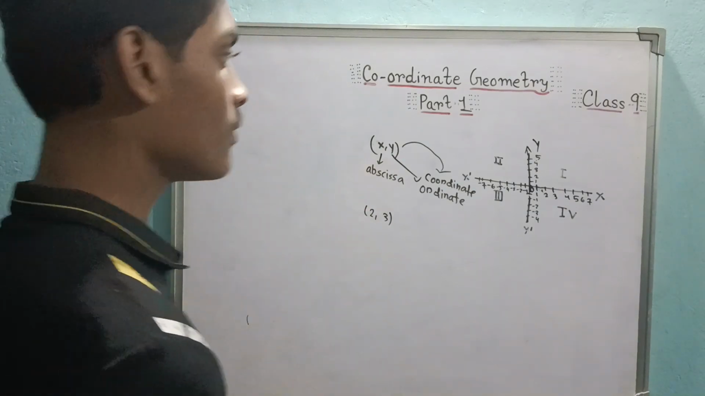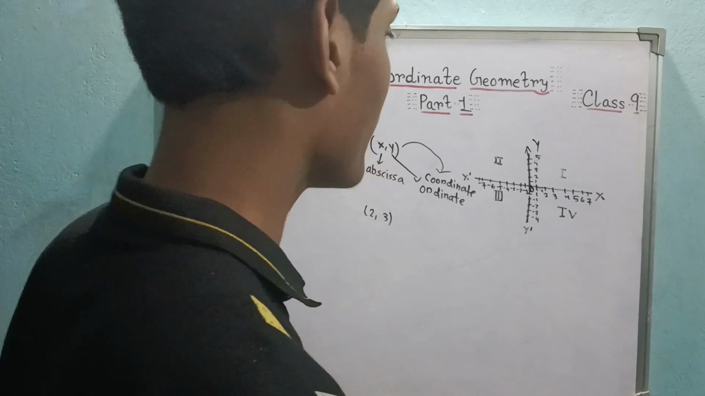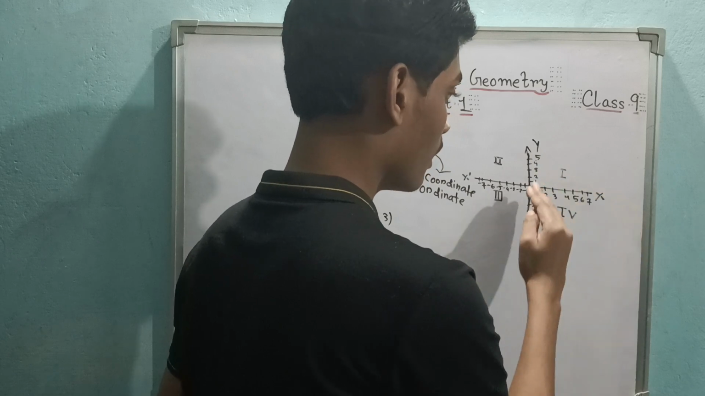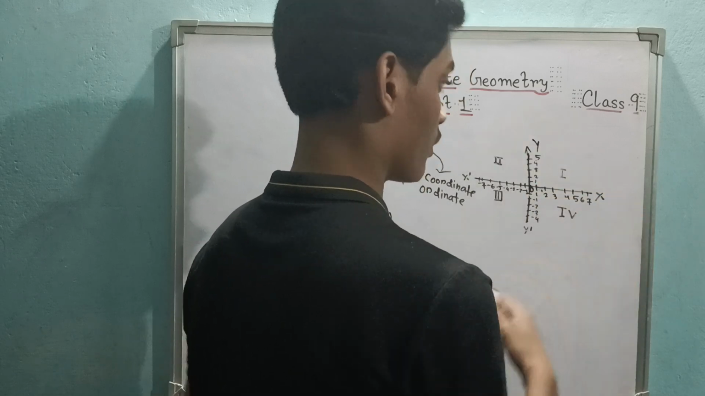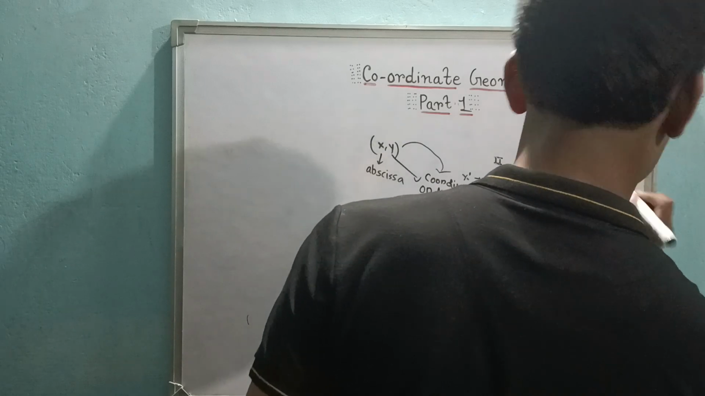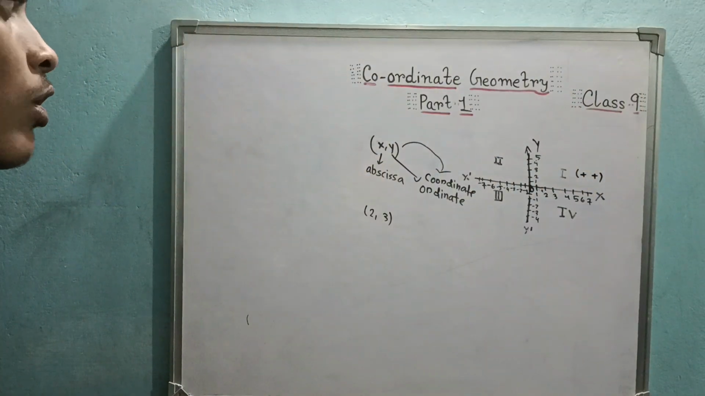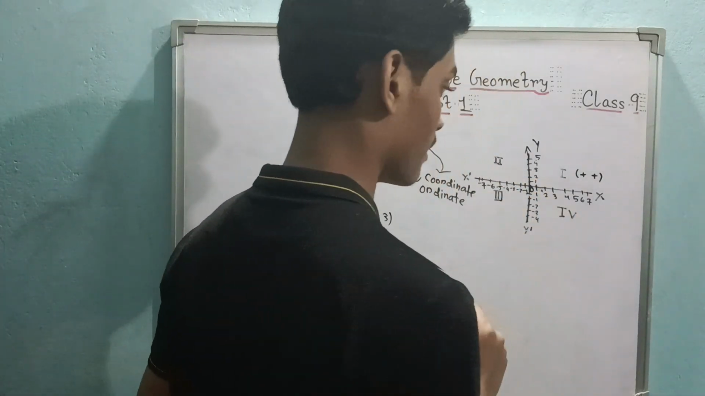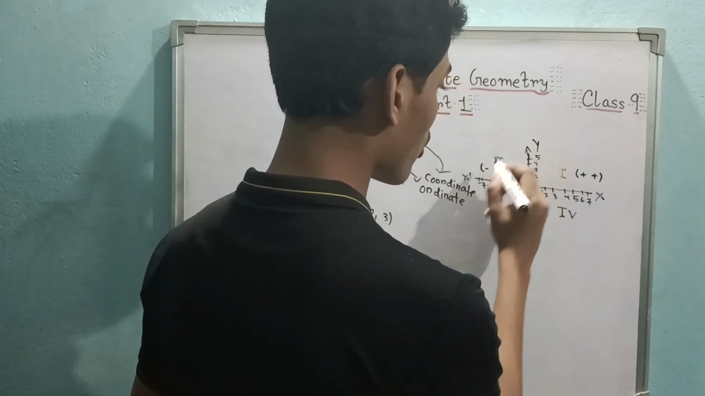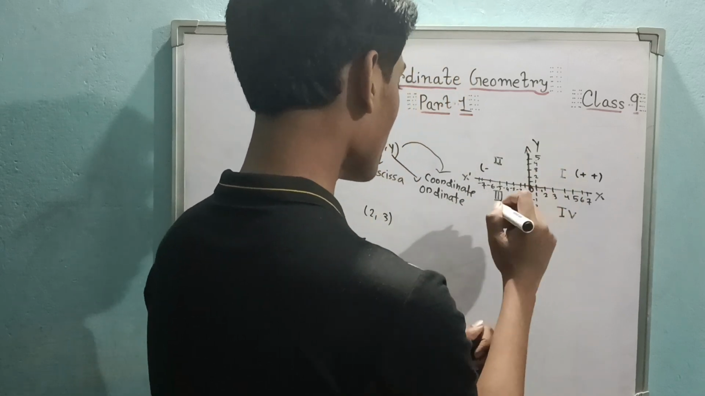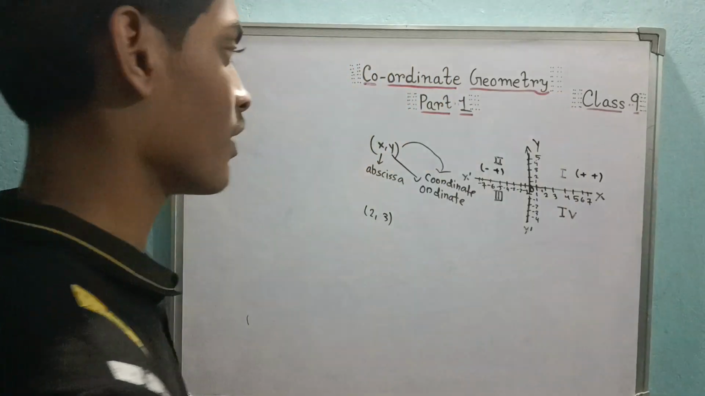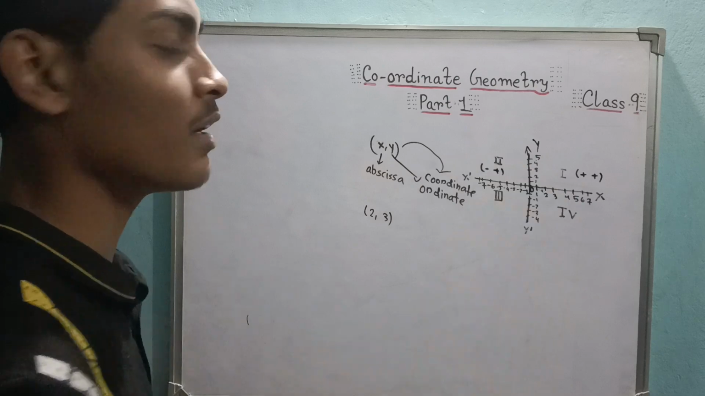Now, another very important thing. On this first quadrant, only positive values are there. Here also positive, here also positive. In the first quadrant, both the abscissa and ordinate are positive. Similarly, in the second quadrant, the x-axis is negative, so the abscissa is negative, but the y-axis is positive, so the ordinate is positive.